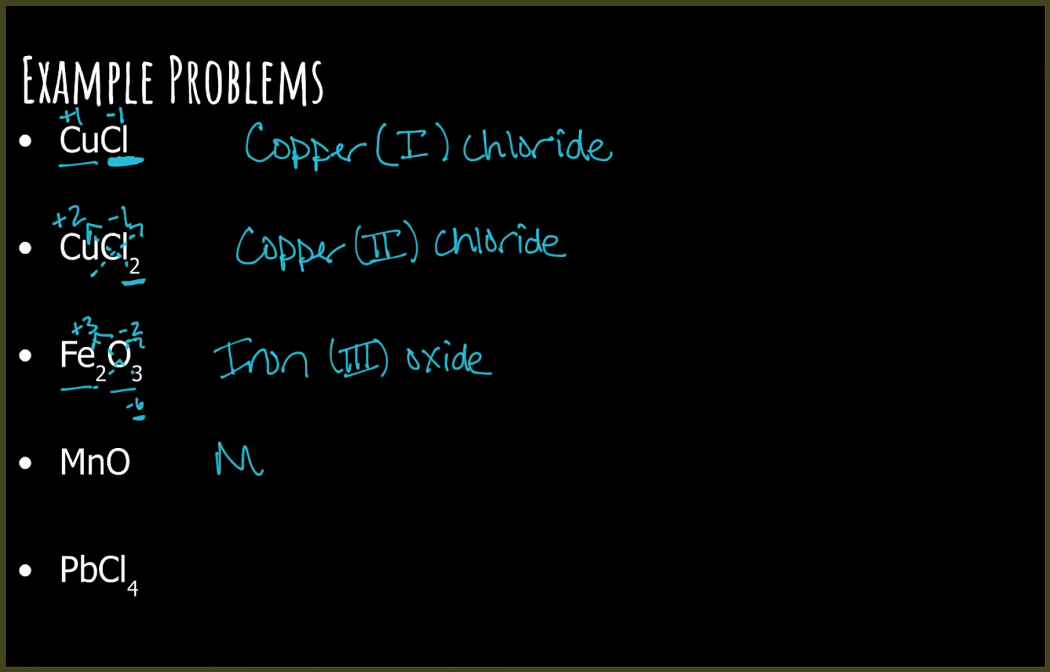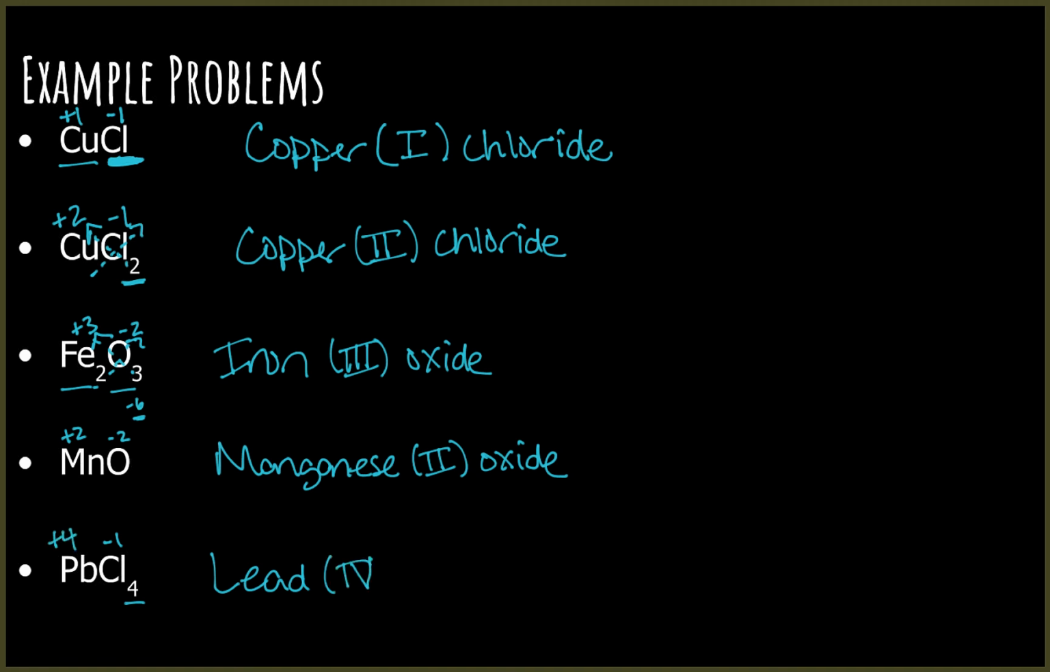So the next one, manganese. On this one, I know oxygen is a -2, so that means manganese would have had to be a +2. So manganese 2 oxide. And then my last one, lead. Chlorine's a -1. There's 4 of them, so that's a -4. Lead would have to be a +4. And again, we're using Roman numerals, so make sure you're using the Roman numeral for 4. So lead 4 chloride.